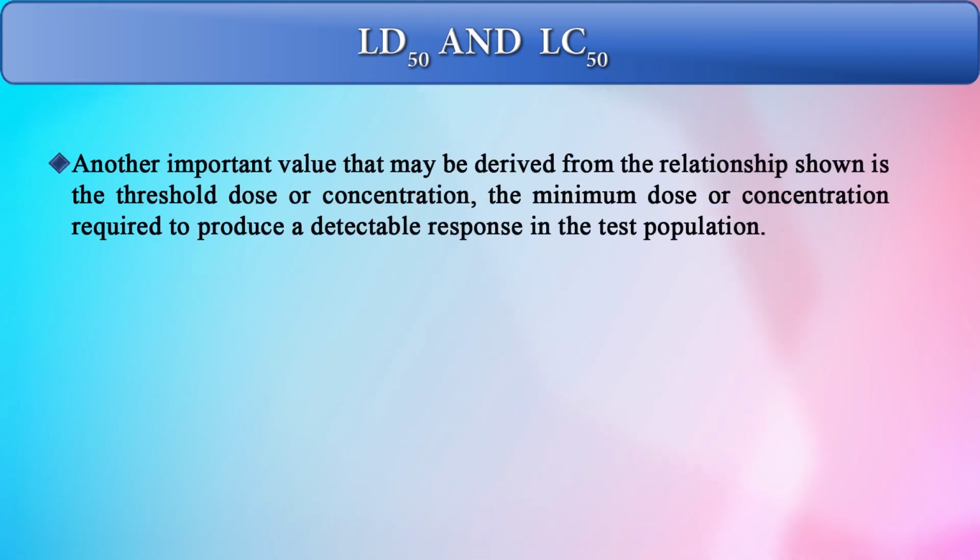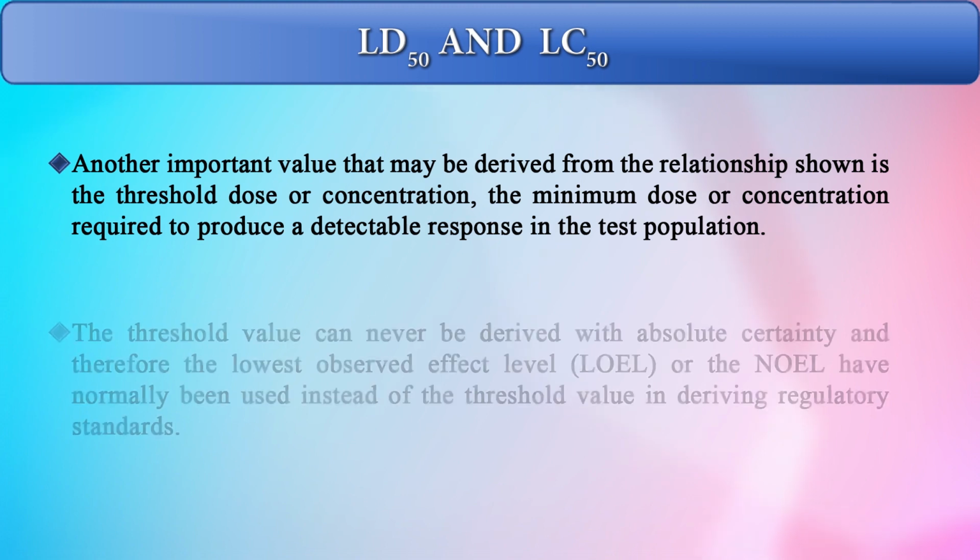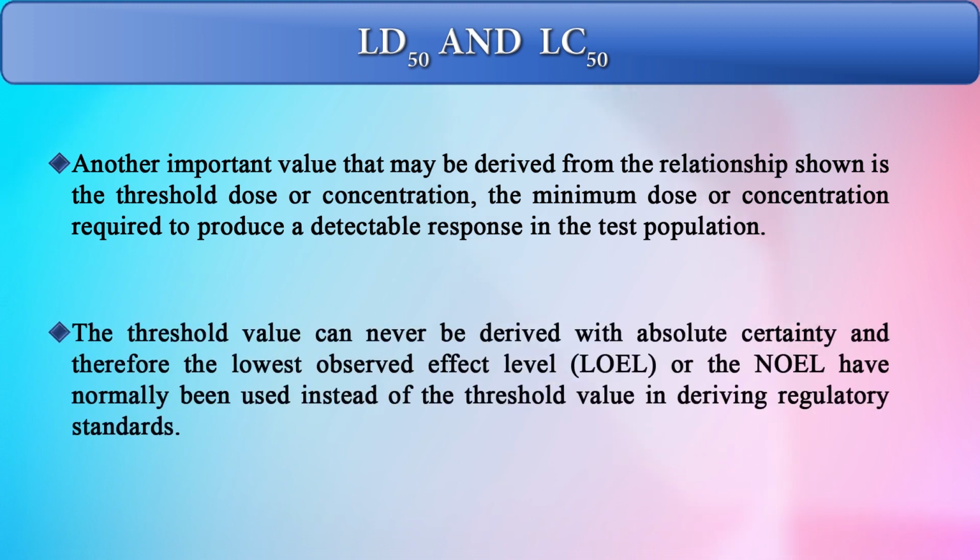Other important values that may be derived from the relationship include the threshold dose or concentration, the minimum dose or concentration required to produce a detectable response in the test population. The threshold value can never be derived with absolute certainty, and therefore the lowest observed effect level, known as LOEL, or the NOEL, have normally been used instead of the threshold value in deriving regulatory standards.